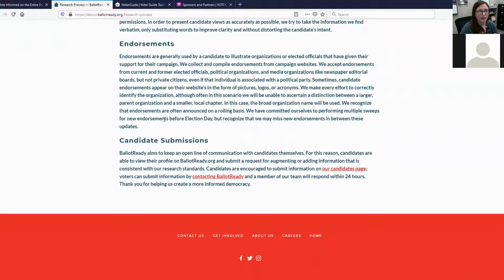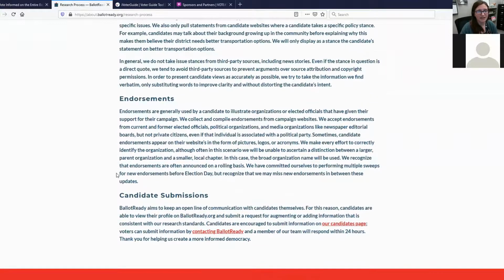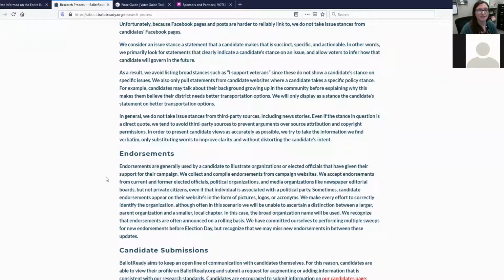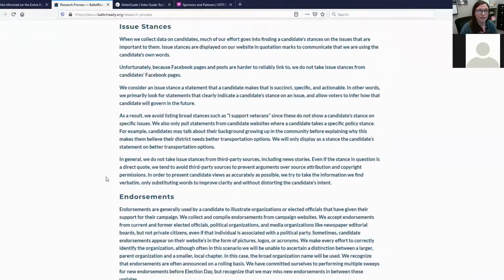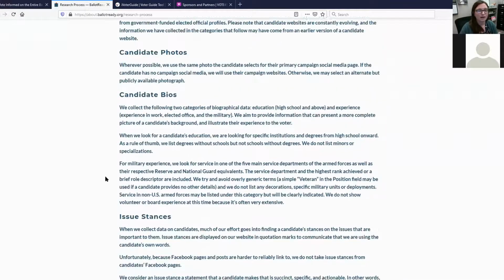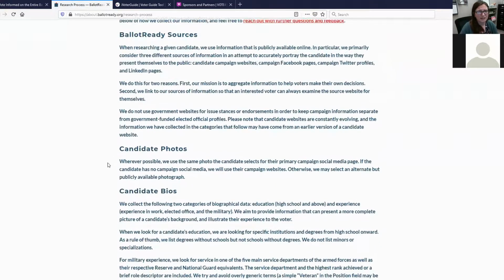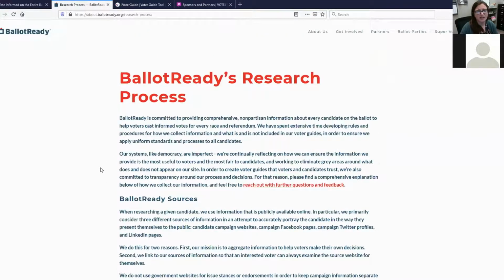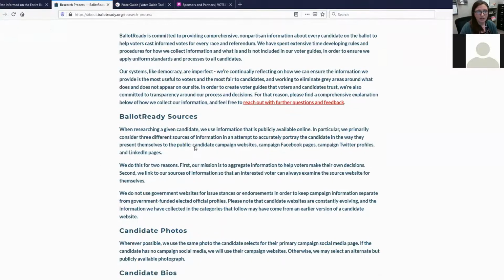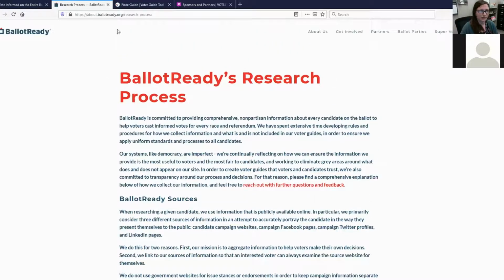So if you want to know how they look at endorsements, how they handle candidate submissions in terms of candidates informing the website on their issues and their stances on issues, if you want to look at candidate bios, candidate photos, they tell you exactly where all that information comes from. They even say here that they take candidate information from campaign websites, campaign Facebook pages, Twitter profiles, and LinkedIn pages. What's really important is being as transparent as possible about where you're getting your information. So they're really good about that.